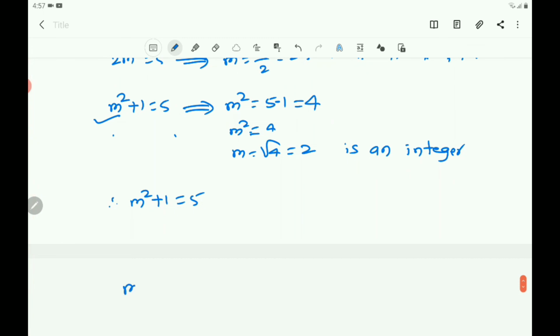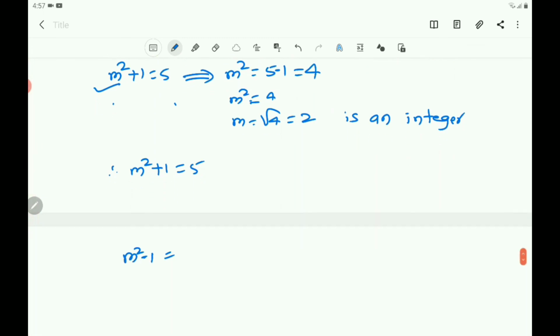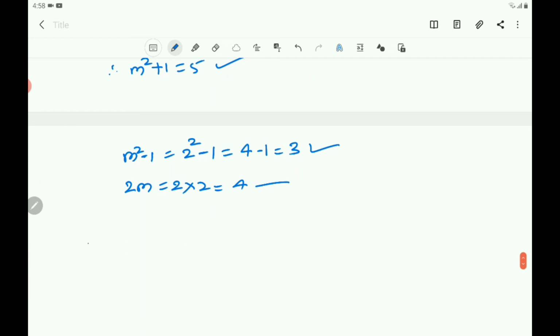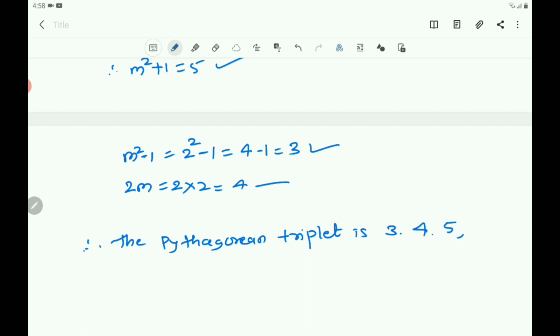Now you find m square minus 1. M is 2 here, so 2 square minus 1 equals 4 minus 1 equals 3. Next number is 3. Then 2m, that is 2 into 2 equals 4. So the three numbers are m square minus 1 is 3, 2m is 4, m square plus 1 is 5. Therefore the Pythagorean triplet is 3, 4 and 5.